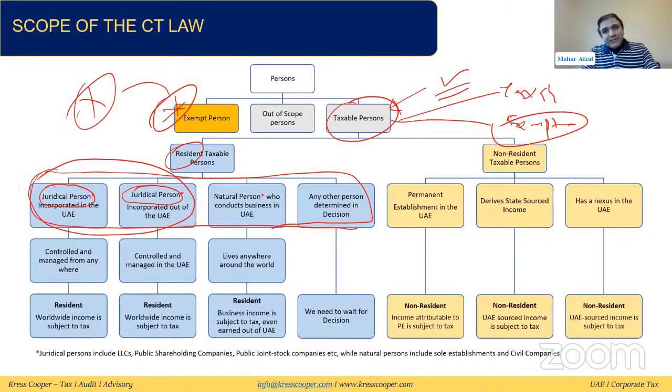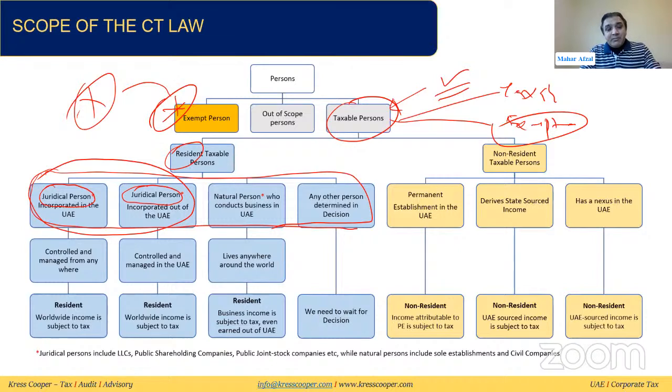If someone is getting any dividend or profit distribution from a resident juridical person, that will be exempt from the UAE corporate tax law. A resident juridical person can be a company which is controlled and managed from anywhere, it doesn't matter, but the company is established in the UAE. It doesn't matter whether the company is established in the free zone or mainland. If the company is established in the UAE, it will be considered a resident juridical person.